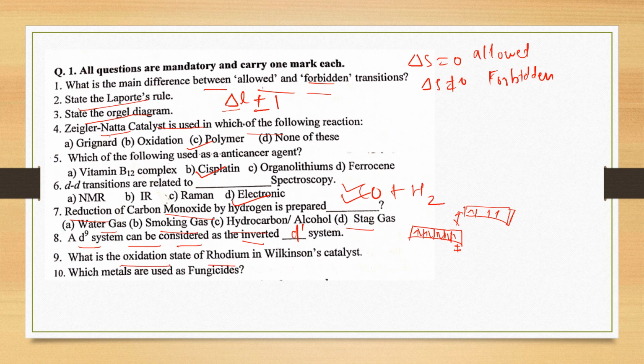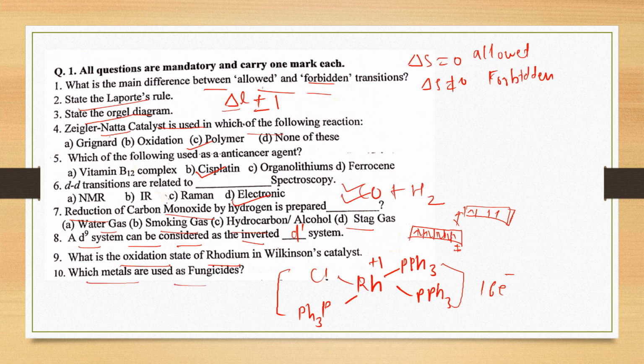What is the oxidation state of rhodium in Wilkinson's catalyst? In Wilkinson's catalyst, rhodium has +1 oxidation state. What is the formula of Wilkinson's catalyst? There are 3 PPh3 ligands, PPh3 meaning triphenylphosphine ligands, and one chloro ligand. It is a 16 electron species, and it is stable.